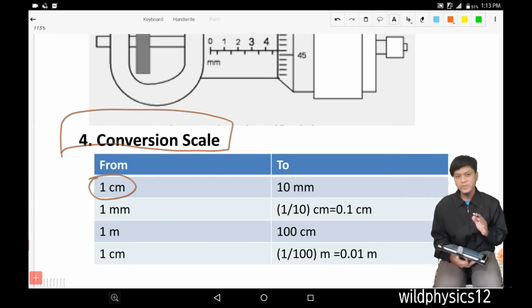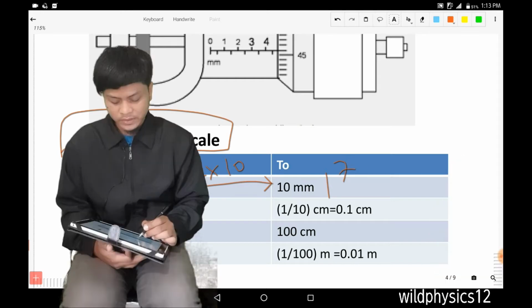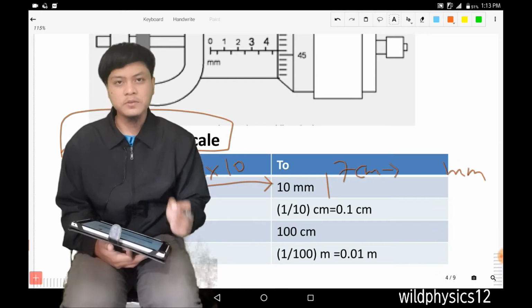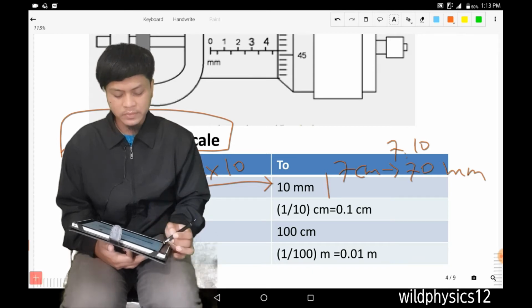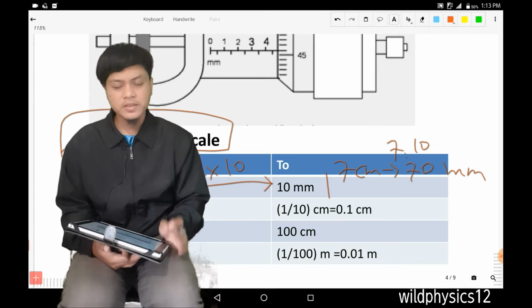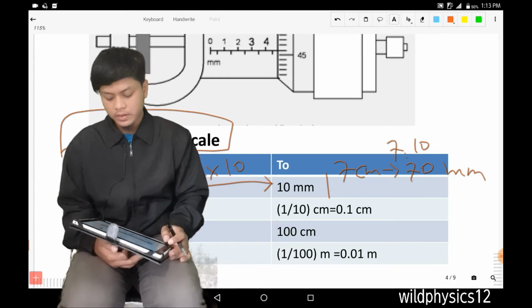times 1 by 10. So 1 centimeter equals 1 times 10 millimeters. And for example, if we want to change 7 centimeters to millimeters, we just have to times with 10. So 7 centimeters is 7 times 10, or 70 millimeters. It's not hard, it's so easy.